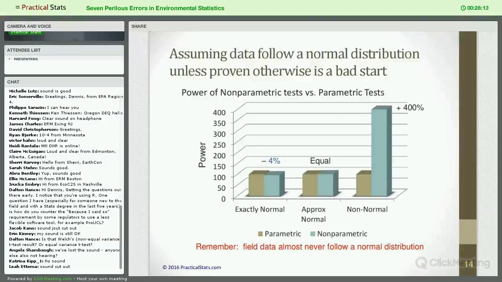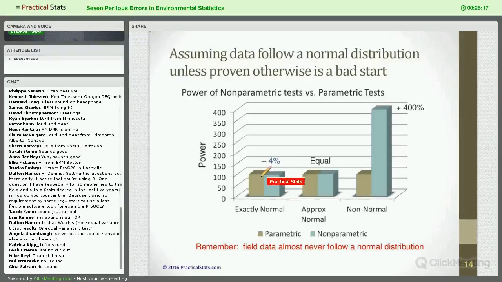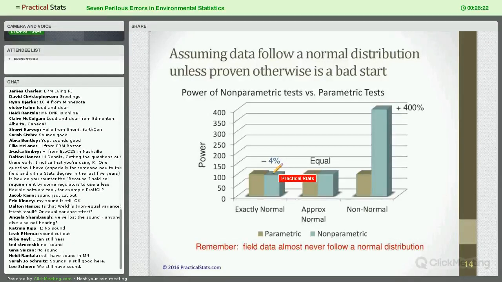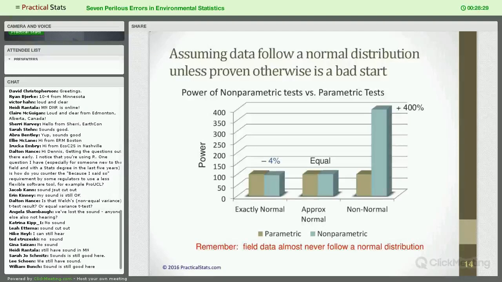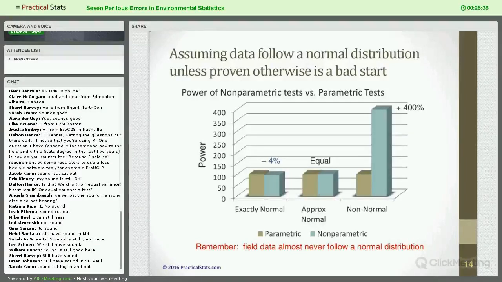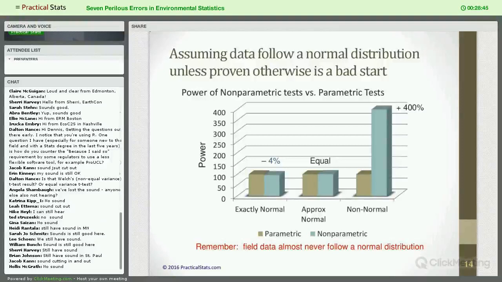And this is just a quick chart of typical power. If data were exactly normal, and the only way that would happen is if you generated the data, then there's about a 4% benefit of using a parametric test like a t-test. That's a fairly small difference. If they're approximately normal, by that I mean they would not be rejected as normal on a probability plot with its associated test, you'd see data bouncing around a straight line, but a nice straight line pattern.